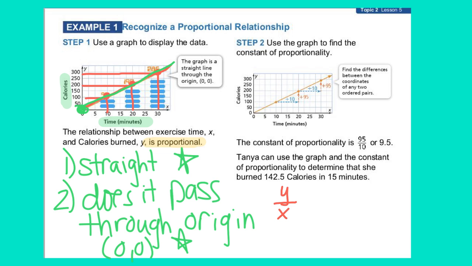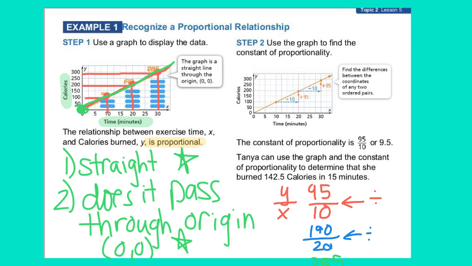There we go. And so we picked any dot we wanted. They chose to do 95 calories in 10 minutes. And they divided. But they could have picked any of these dots. They could have done 190 calories in 20 minutes and divided. Or they could have done 285 calories in 30 minutes and divided.